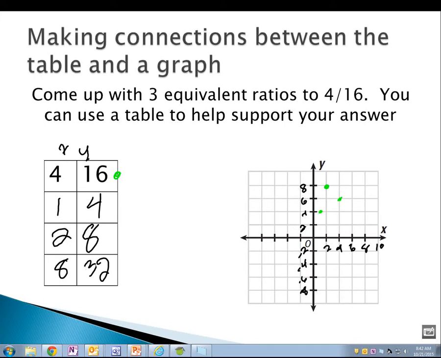Wait, something's not lining up here. Oh, I did it backwards. I did the 4, 16 wrong. That's why.